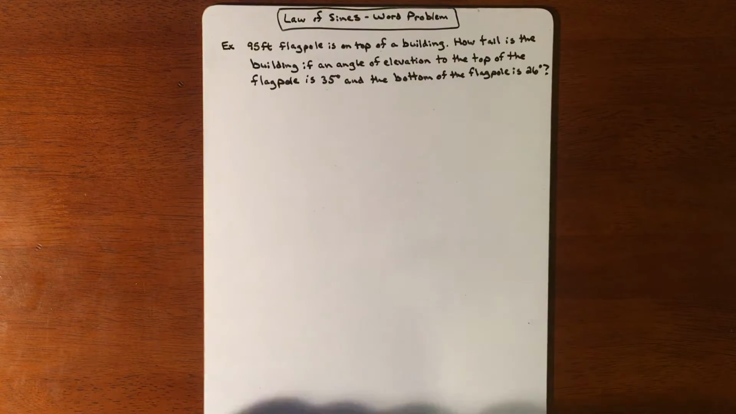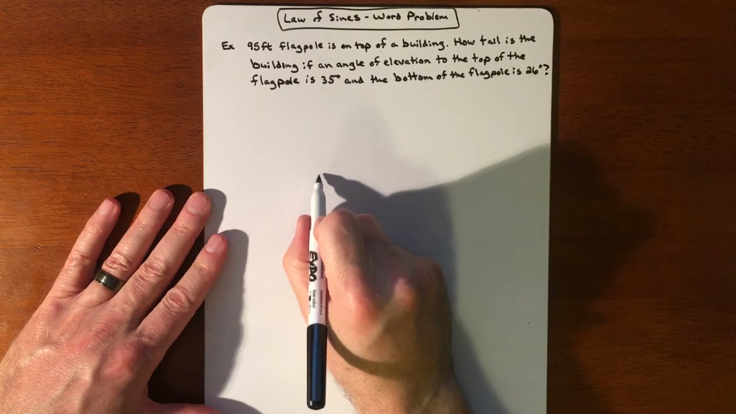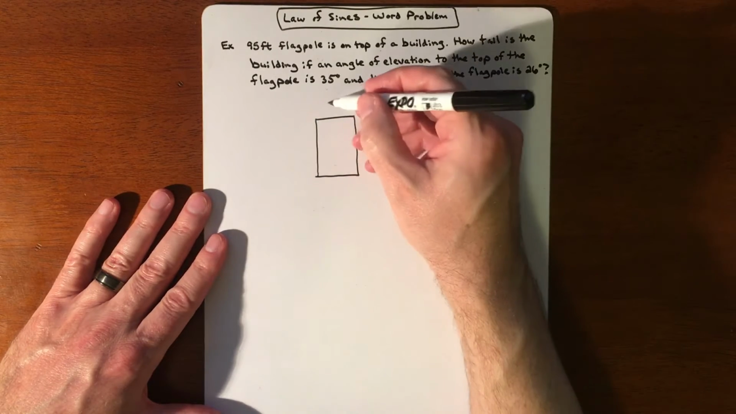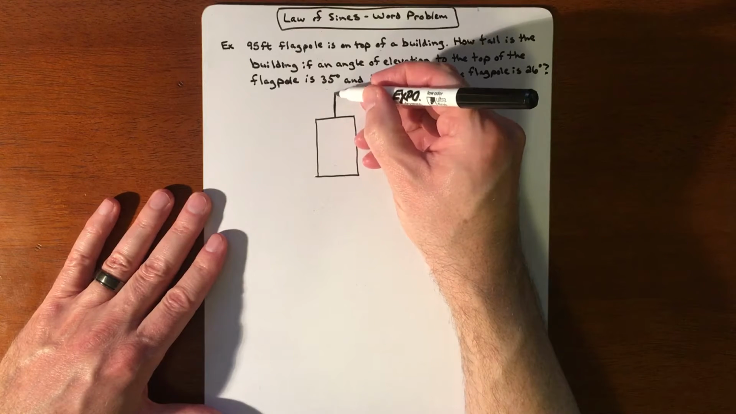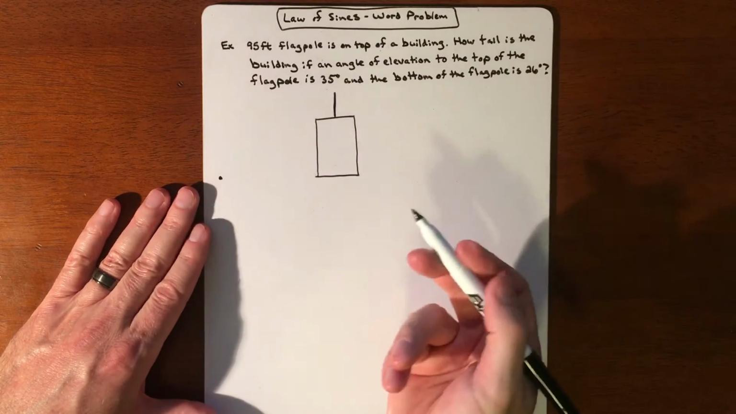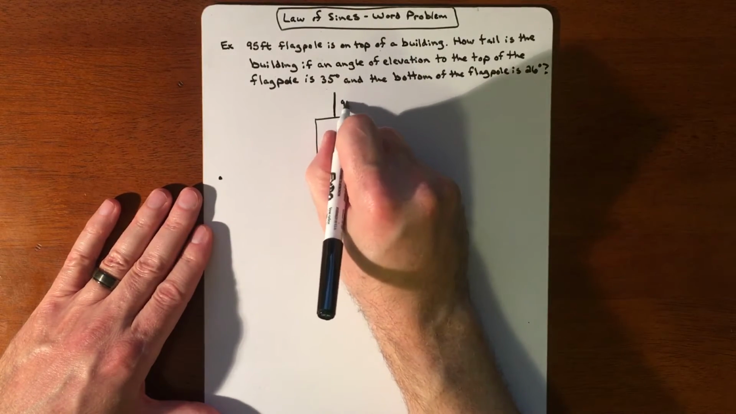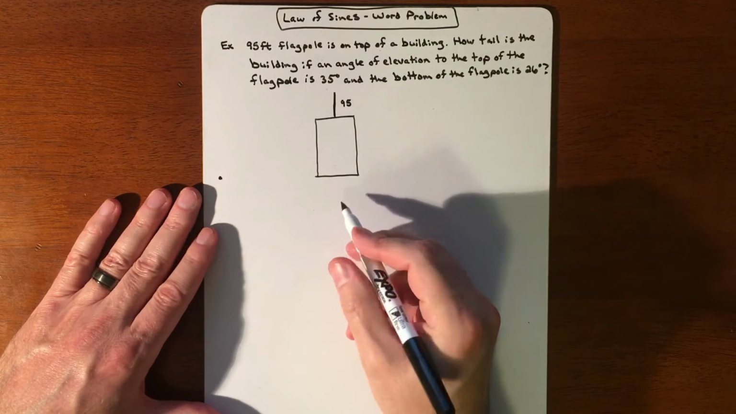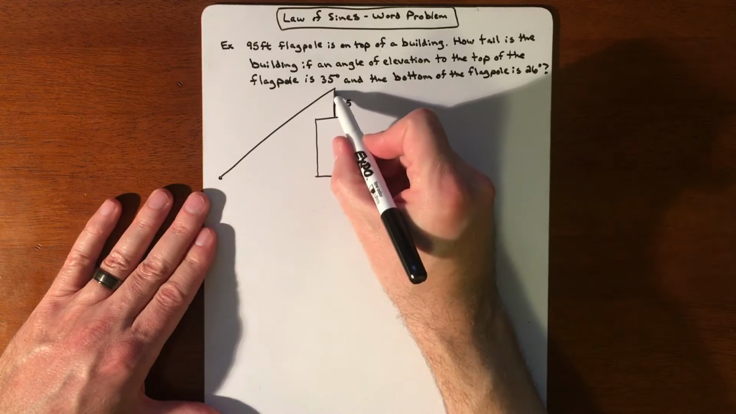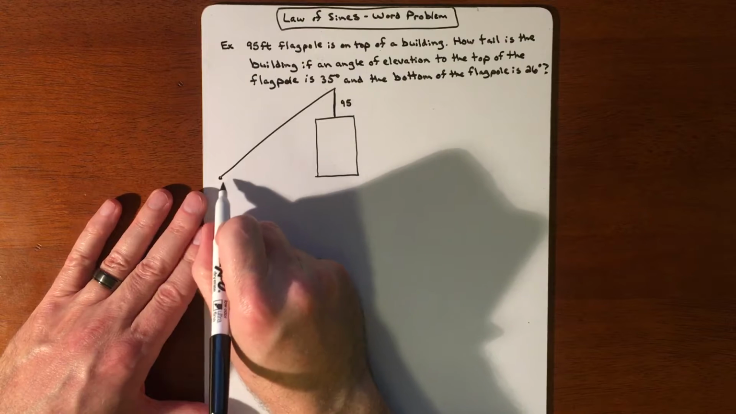So, the situation is, we have a building, and then there's a flagpole sitting on top of it. And we are sitting at some point away from it. We have no idea how far. It talks nothing about that at all. Somehow, we know that the flagpole is 95 feet tall, and the angle of elevation is 35 degrees. So that angle is 35 degrees.